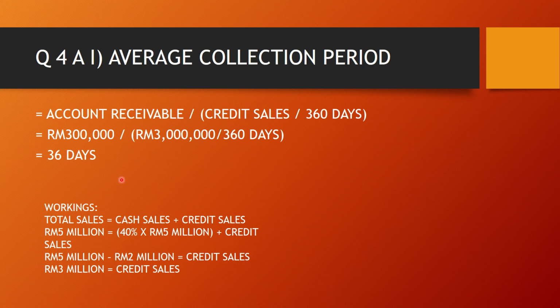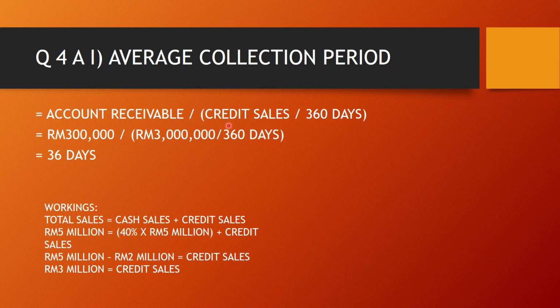For the first question A, calculate the average collection period if its account receivable balance was 300,000. The formula for average collection period is account receivable divided by credit sale, divided by 360 days. The information for 360 days is given in the question. And the information for account receivable is also given at 300,000. But the information for credit sale is not given.